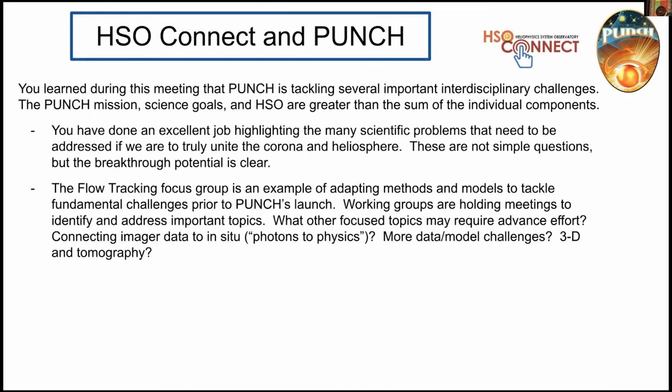You've seen examples of efforts that people are doing to not just focus on a scientific topic, but an analysis challenge or the development of something that is needed to be able to address something. The flow tracking focus group is working on adapting methods and developing models to assess what kind of methods we can use to understand the flows in the corona in PUNCH data. And they're doing this prior to PUNCH's launch so that we're ready to go. And we've already done a lot of the background work.